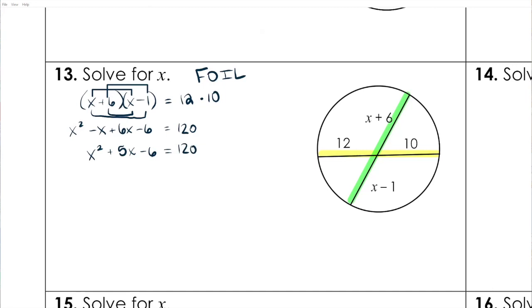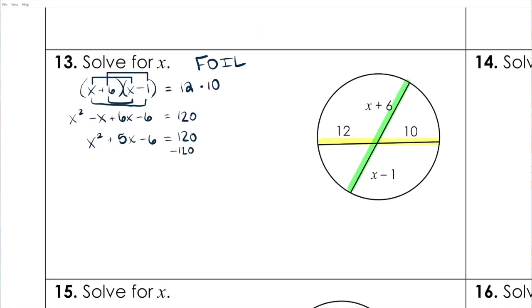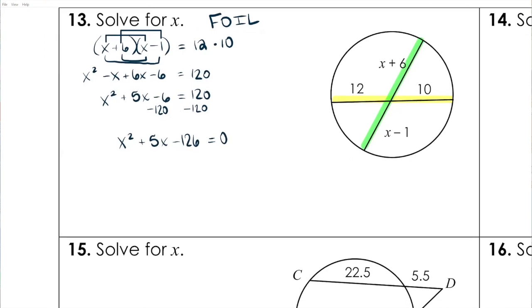Remember, if there is a quadratic, we have to factor. Quadratic formula is also available, but quadratic formula takes a long time. So we're going to go ahead and move the 120 to the other side, because we need this guy to be equal to 0. So we end up with the trinomial x squared plus 5x minus 126 equals 0. So now we got to do our x box. We need two numbers that multiply to be negative 126, but when they add, it's 5.